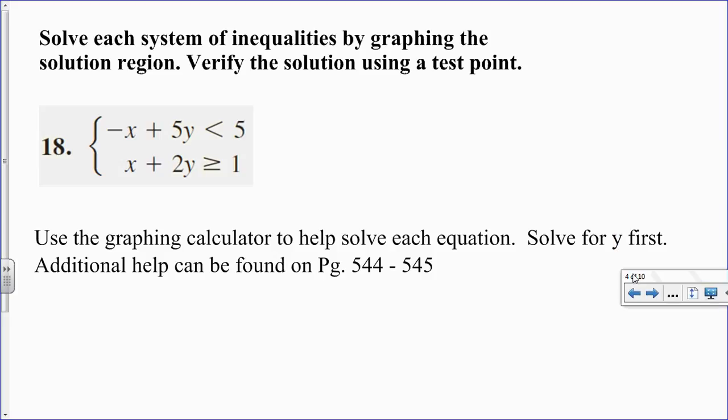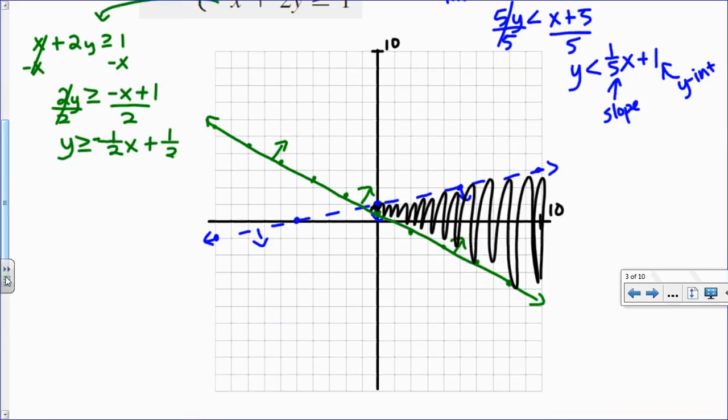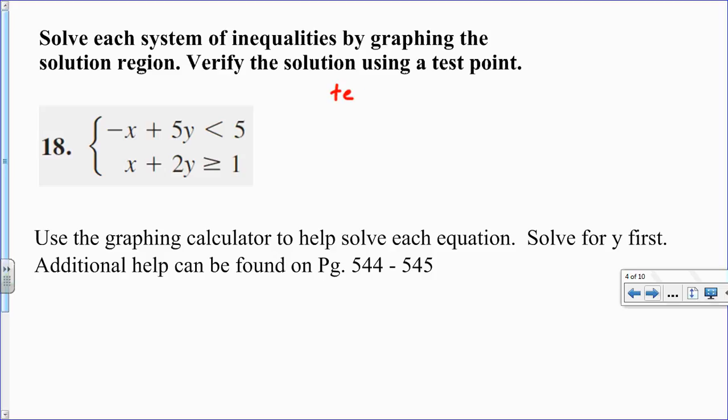Okay, so my solution is this region. And now if I want to pick a test point, I could pick any point in that region. So what's one I could choose? Let's pick one on an axis, because then at least one variable is 0 and that's easy to plug in. I heard 5, 0. Okay, all right. So let's plug that in. I'm just going to do that work here. Plug that into each inequality.